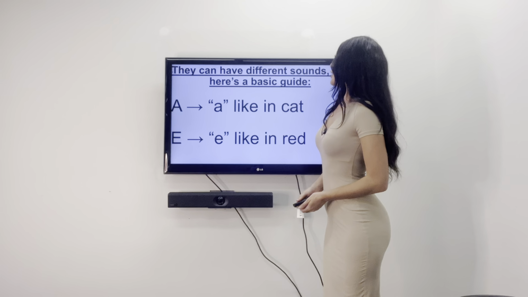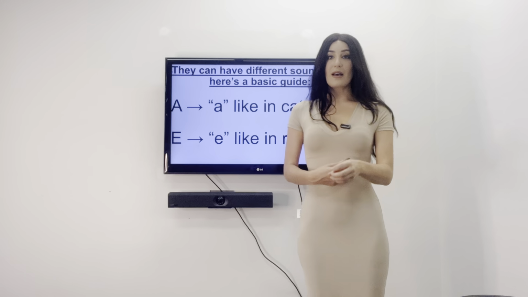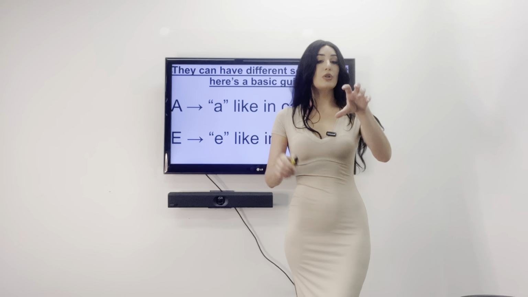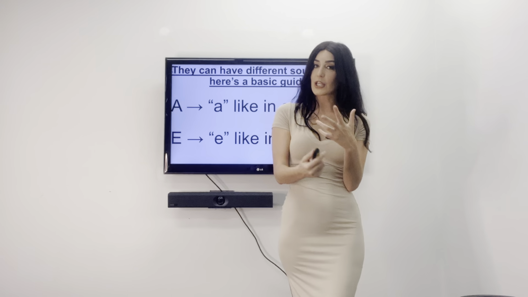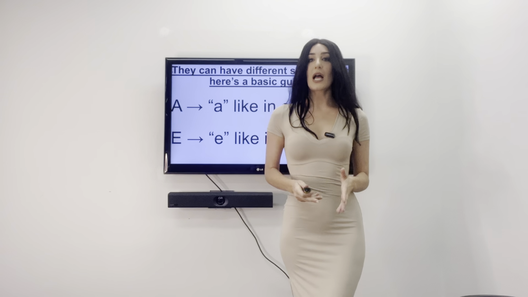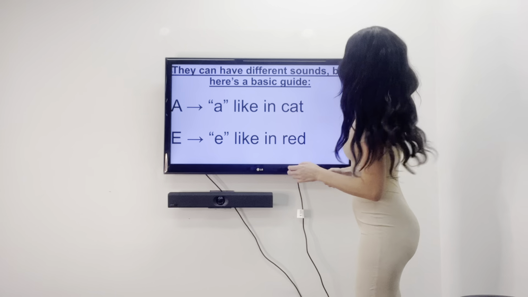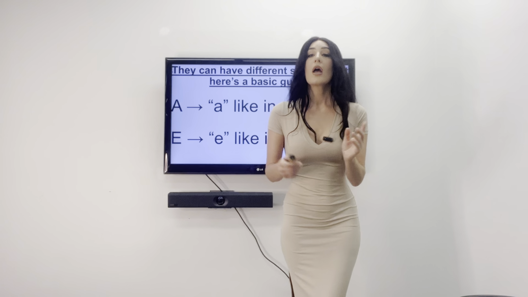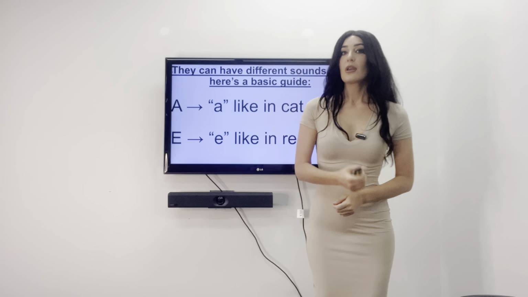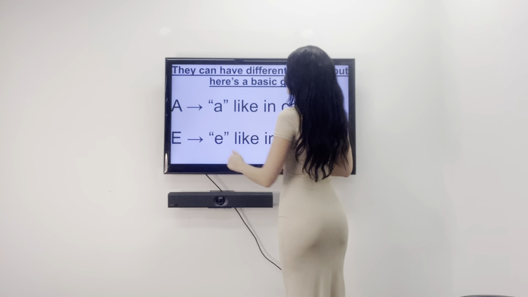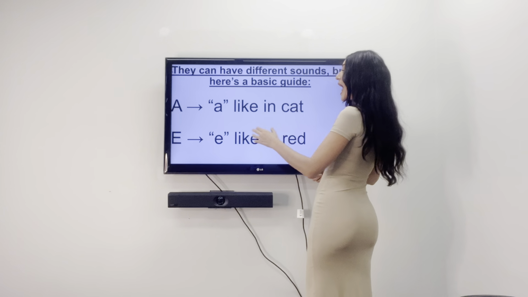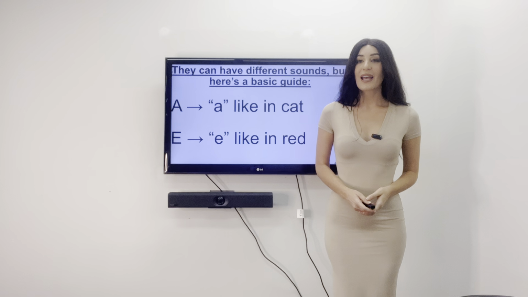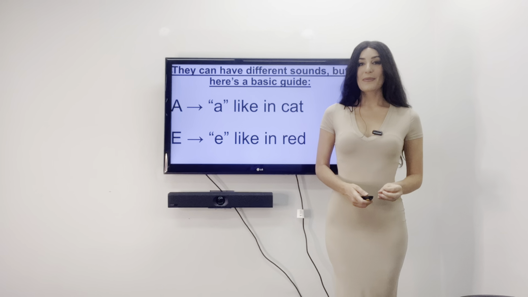Okay, so when you're using the vowels in English, they can have lots of different sounds, okay? Especially if you put 2 vowels together, for example, then that can change. But we're going to start with the basics, okay? So this is a basic guide. This is the sound that each vowel makes when it's by itself, okay? So, A, the sound it makes is A, like in cat. A. Can you say A? Well done.